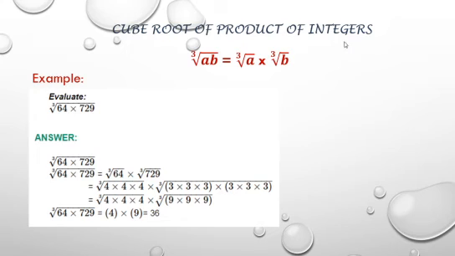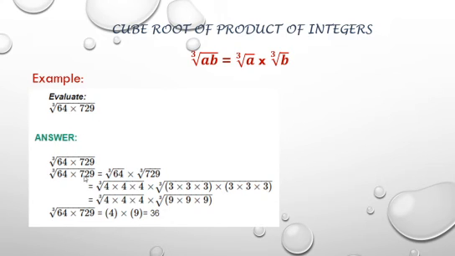Cube root of product of integers. Suppose we want to find out the cube root of the product of 2 integers. Here a and b are 2 different integers. So in this case we can find it like this: we will separately find out cube root of a into cube root of b. Here we want to find out cube root of 64 into 729. These 2 numbers are integers, different integers. So how will we find it out?